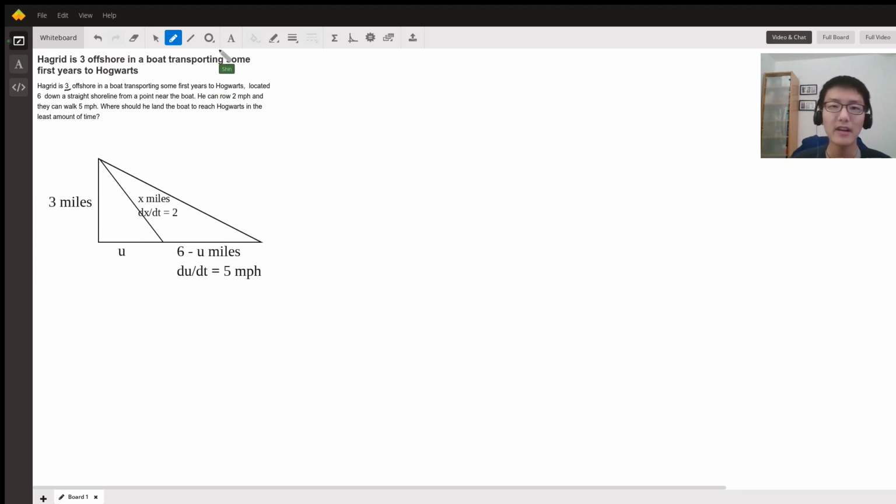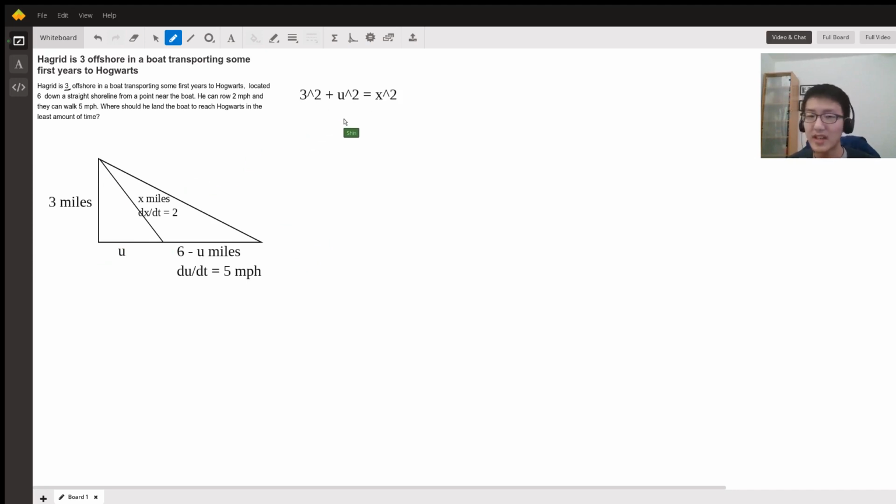Now, in order to figure out this question, we first need to figure out how to connect x and u. Because this is a right angle and it's a right triangle, we can say by the Pythagorean theorem that 3 squared plus u squared is equal to x squared. All right, so this tells us the relationship between u and x.